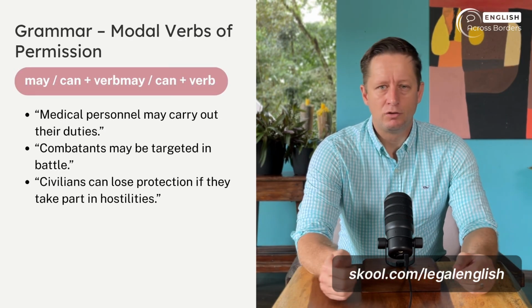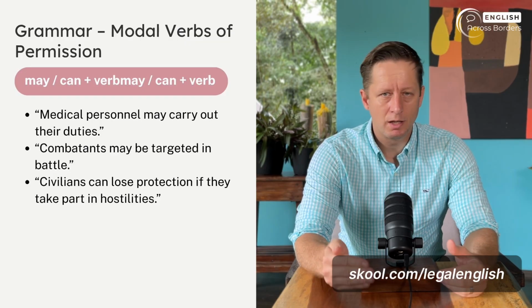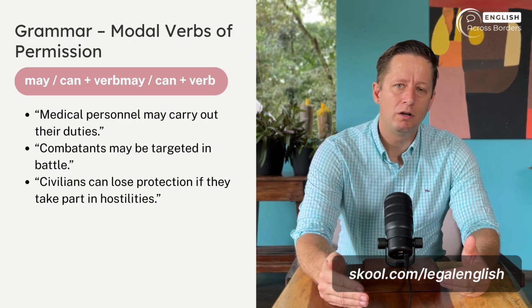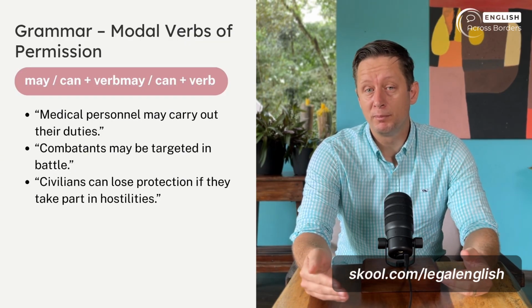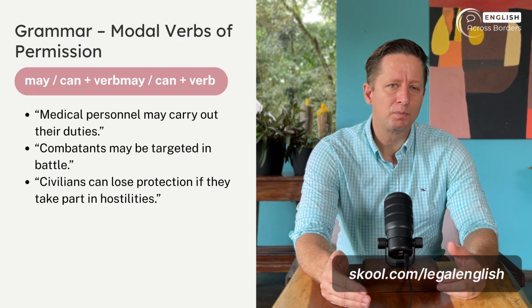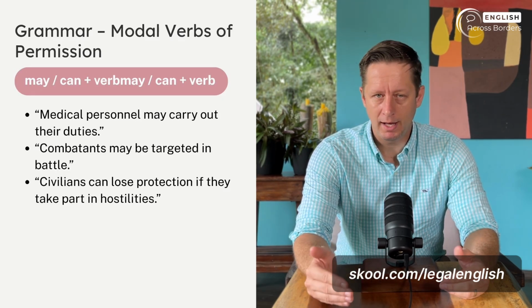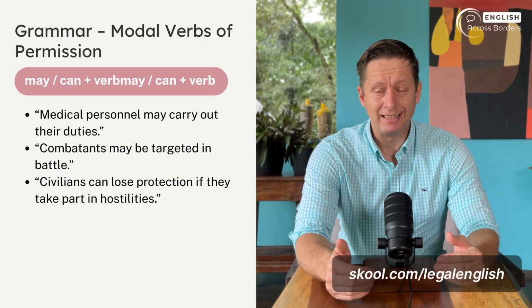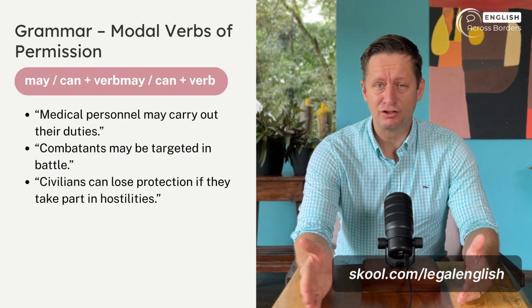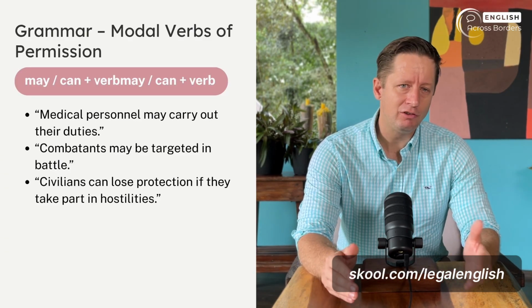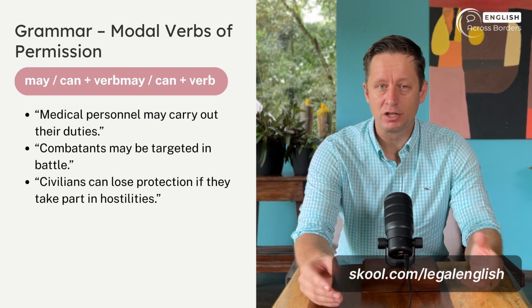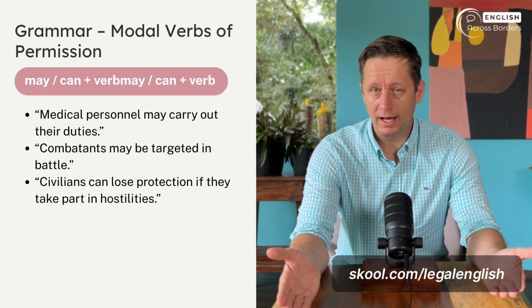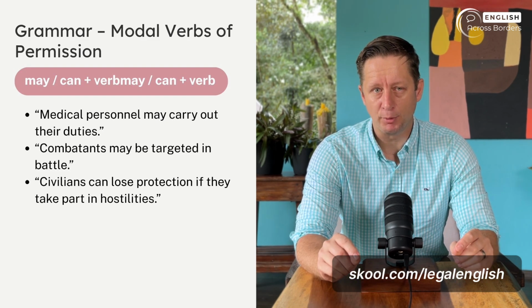In addition to rules about obligation and prohibition, IHL also contains rules of permission. These are expressed with may or can. May is more formal and legal. It signals that something is permitted. Can is used more often in everyday speech to describe what is allowed. Let's look at some examples.